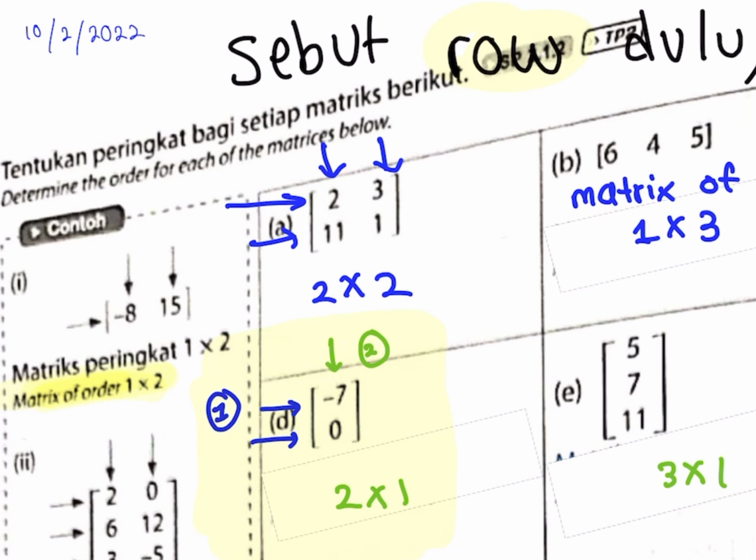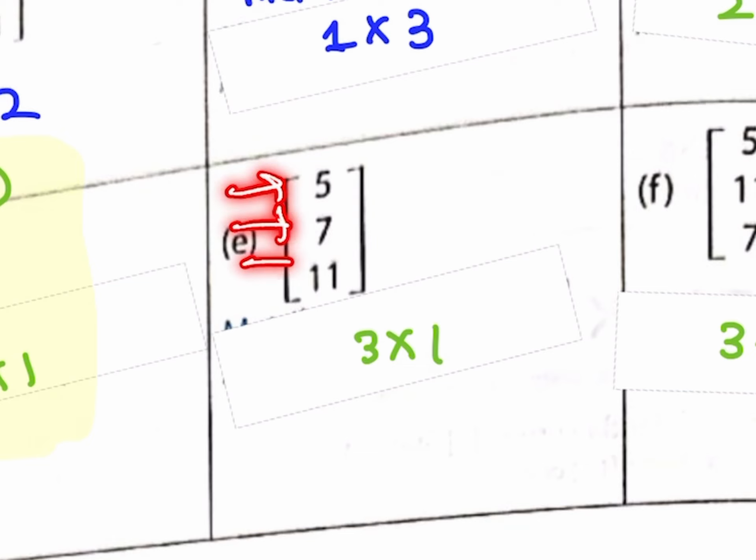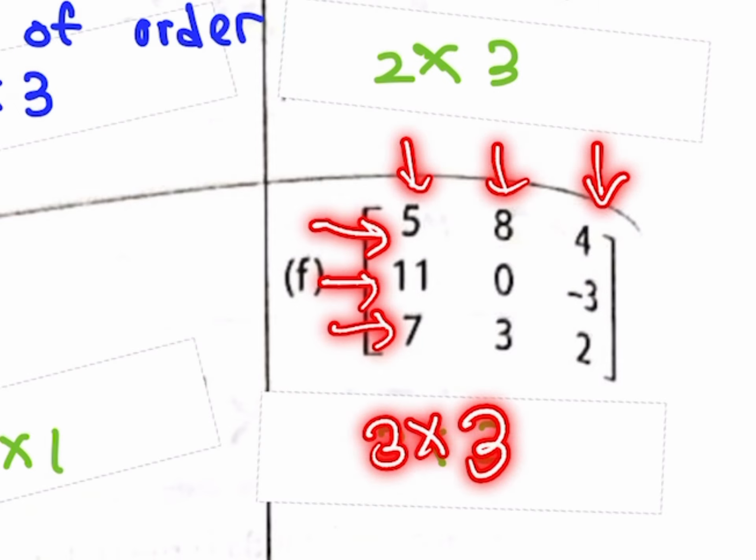Okay, tapi dia orang tanya the order. Order maksudnya apa? Dia ada berapa row, berapa column. So yang ni ada 2 row, ada 2 column. So it's 2 times 2. Then 1, 2, 3 row, 1 column. So it's 3 times 1. Then 1, 2, 3 row, 1, 2, 3 column. So it's 3 times 3.